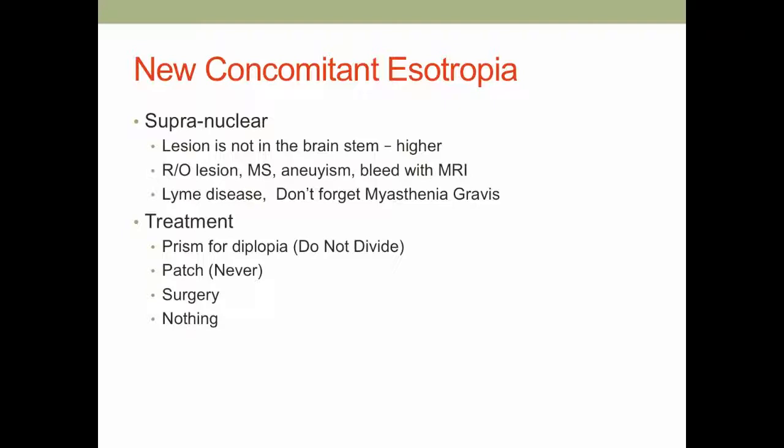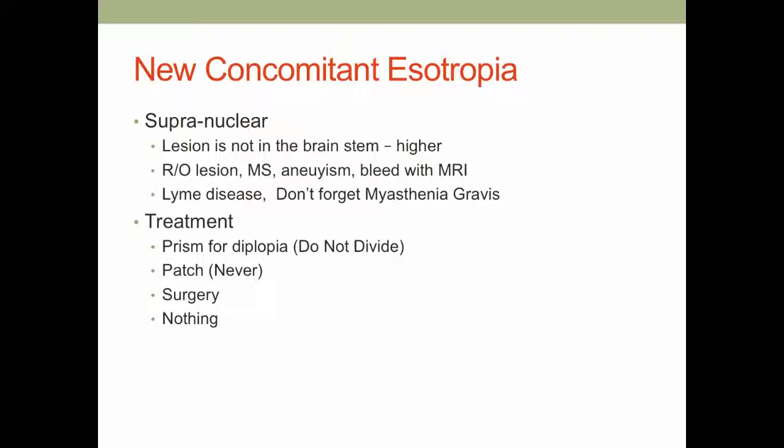Always keep in mind that Lyme disease is the great mimicker, and if you live in a Lyme disease area, you need to get a Lyme disease titer. And the other one that often will masquerade as the cause is myasthenia gravis. Myasthenia gravis usually produces a non-concomitant deviation, one that does not match a third, fourth, or sixth nerve deviation, and it usually is variable in time. With that said, it doesn't have to do that.